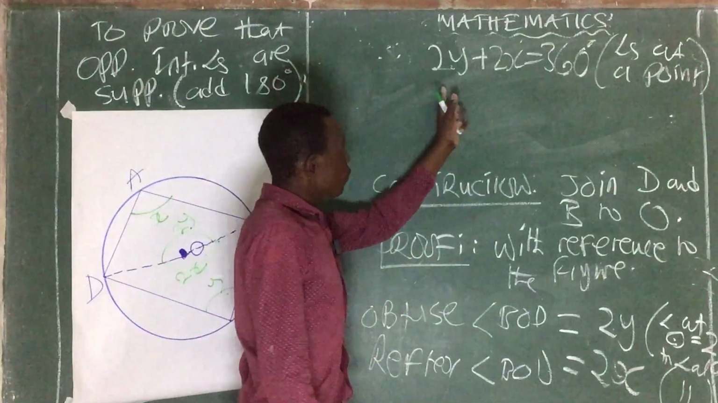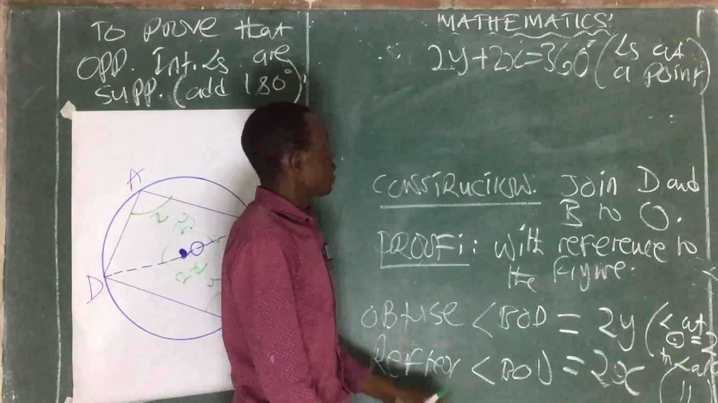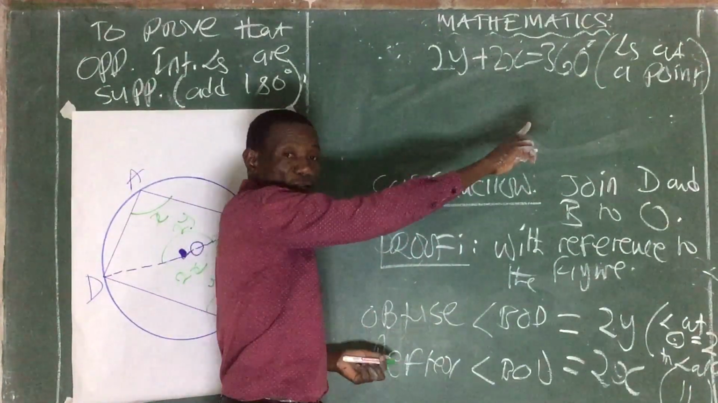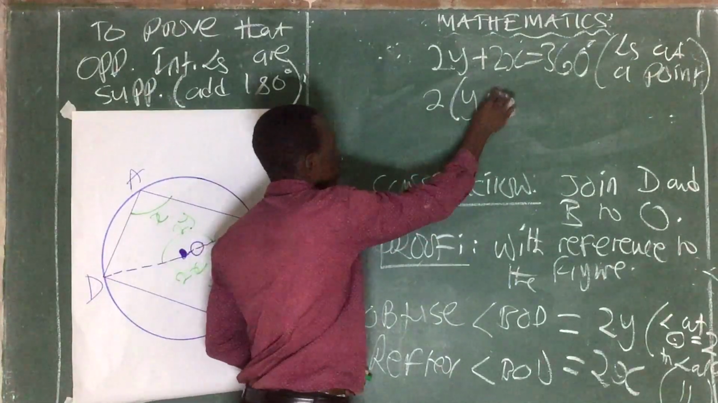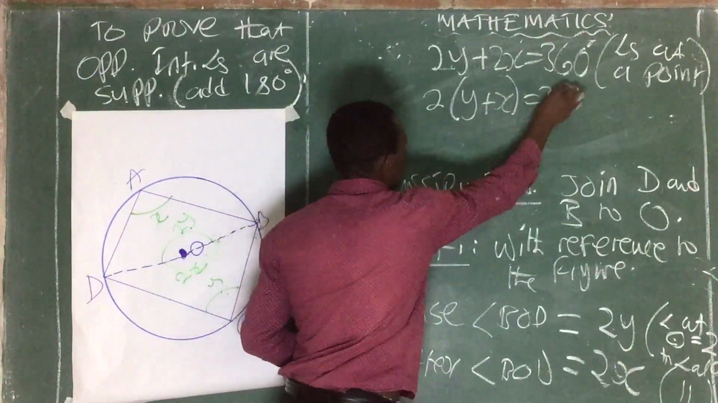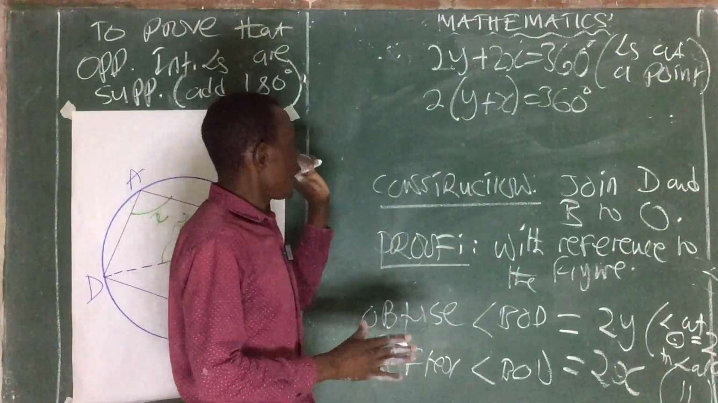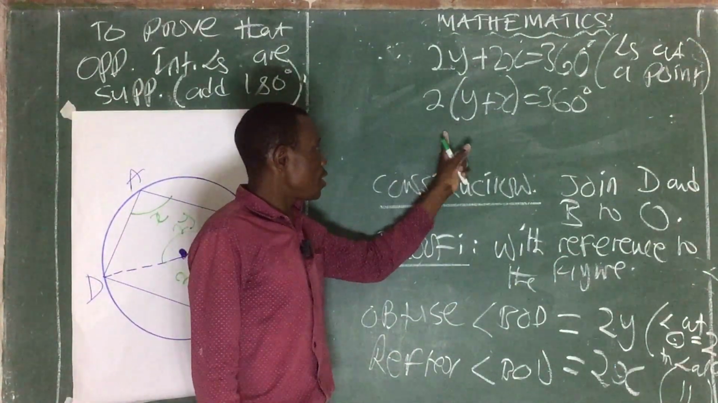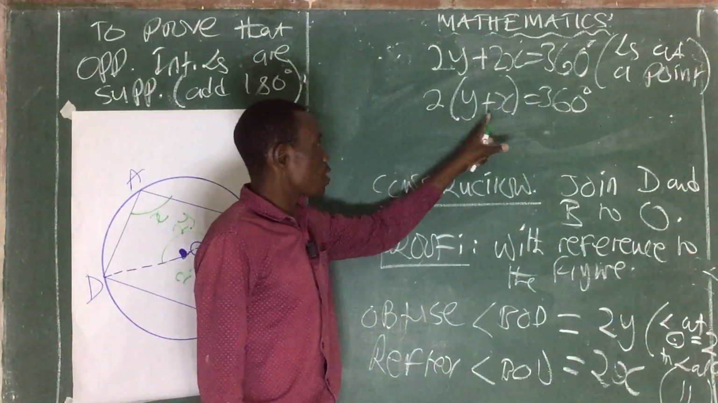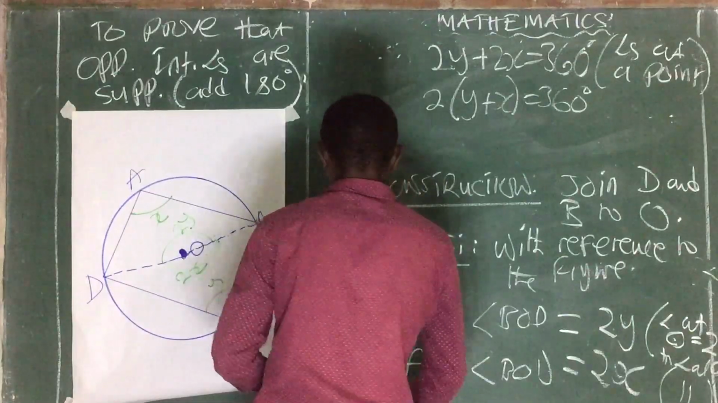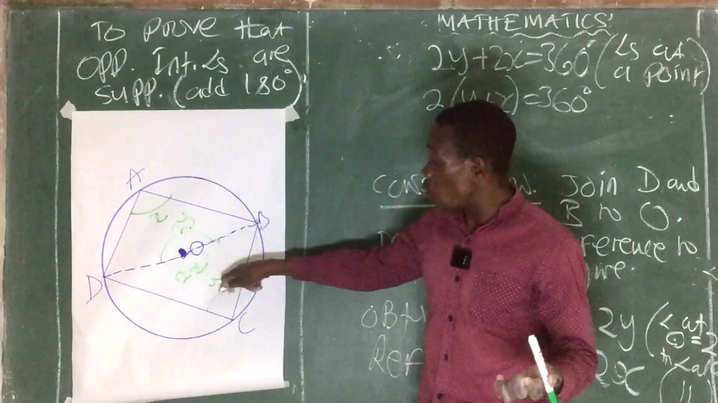So now, if I've got this plus this one, we can factorize. The left-hand side gives us a common factor of 2, so we have 2 here times y plus x, and this one is 360 degrees. So let us divide both sides by 2 in order to have x plus y, which is our interest, because our target is to show that x plus y gives us 180.